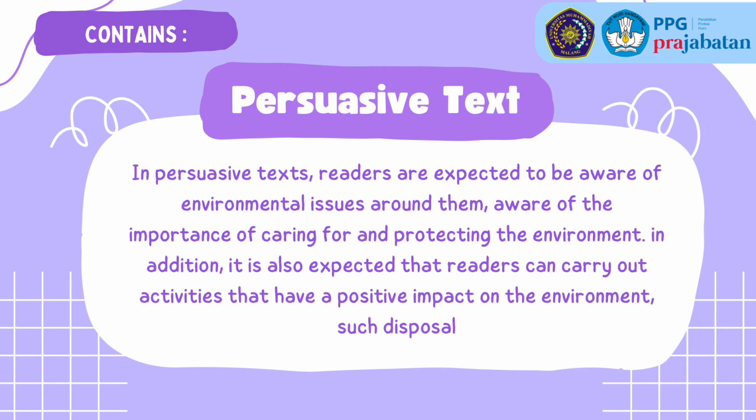The fourth is persuasive text. In persuasive text, readers are expected to be aware of environmental issues around them, and aware of the importance of caring for and protecting the environment. In addition, it is also expected that readers can carry out activities that have a positive impact on the environment, such as proper waste disposal.